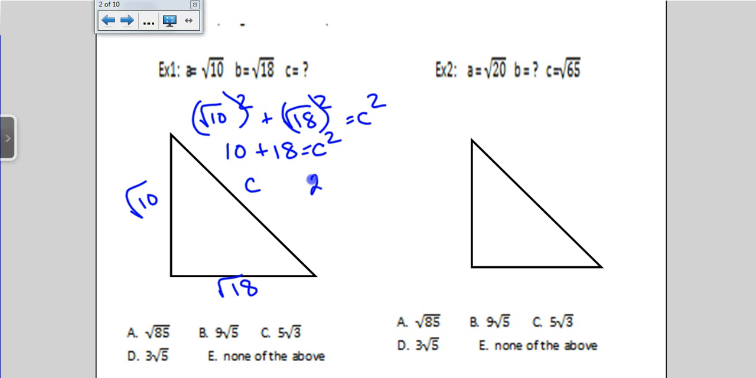10 plus 18 is 28. Equals c squared. And when you square root both sides, if you try typing that on your calculator, you're going to get an answer that's a decimal. Now the ACT does not accept decimals, so you're going to have to use your breaking down square root techniques from Algebra 2 and say the biggest perfect square that goes into 28 is a 4, so 28 is really a 4 times 7. And the square root of 4 is really a 2, so your answer is 2 square roots of 7.